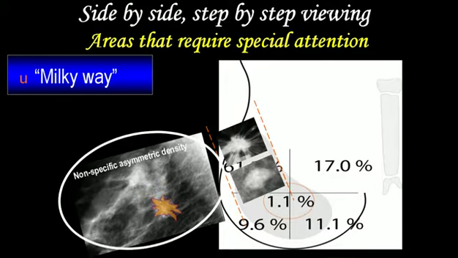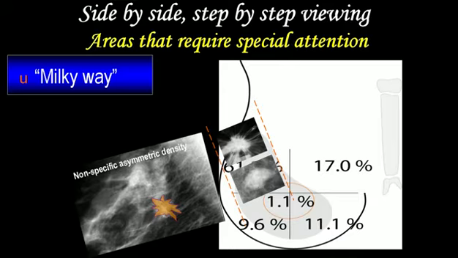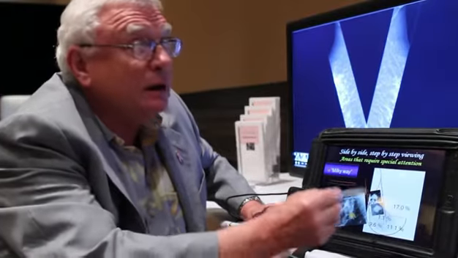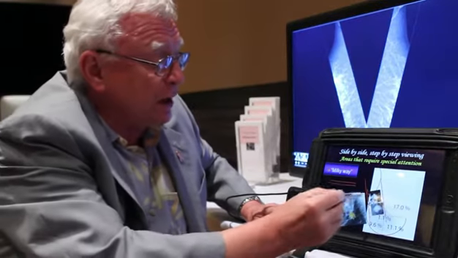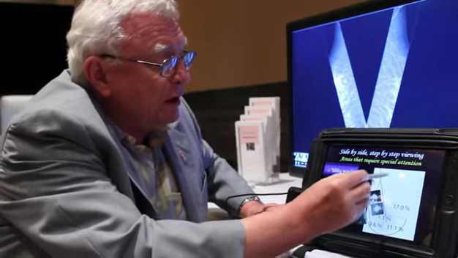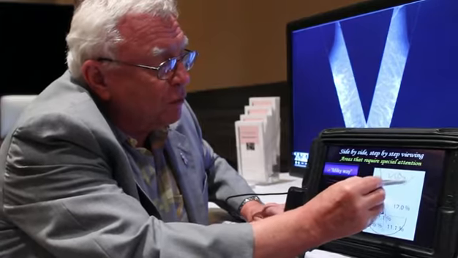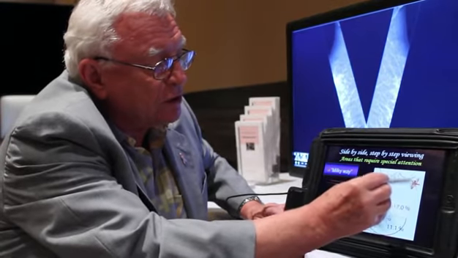And this is what we call one of the forbidden areas. We call it the Milky Way because this is a parallel path, like a parallel path up in the sky where most of the stars are. And indeed, about 50% of all breast cancers are stellate lesions.